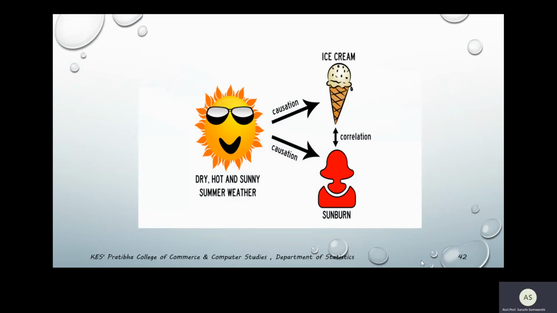Again, I'm going to give you one more example for this. See, ice cream and sunburns have some kind of correlation between them. But that doesn't mean eating an ice cream will cause sunburns. But there is a correlation between these two variables, ice cream and sunburn. So how is the correlation showing here? Logically there is no relation between these two, but still we are seeing some kind of relation between them. So how is it happening?